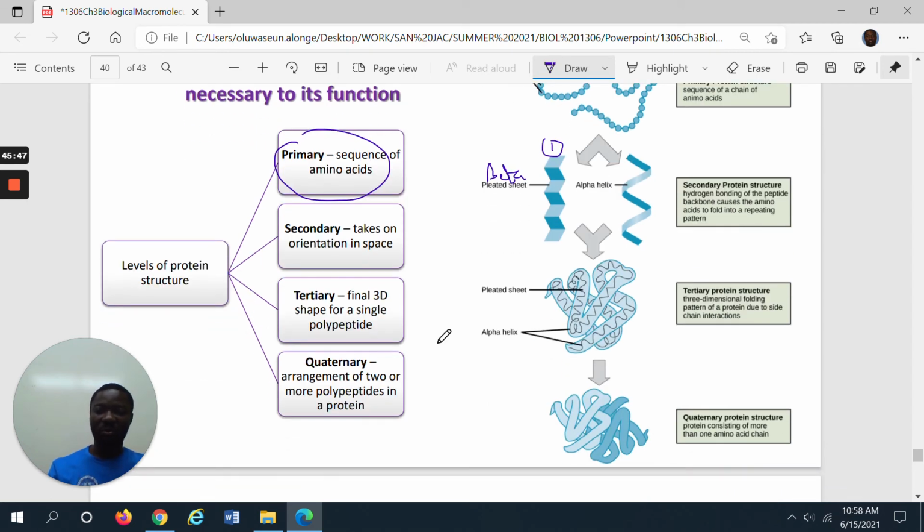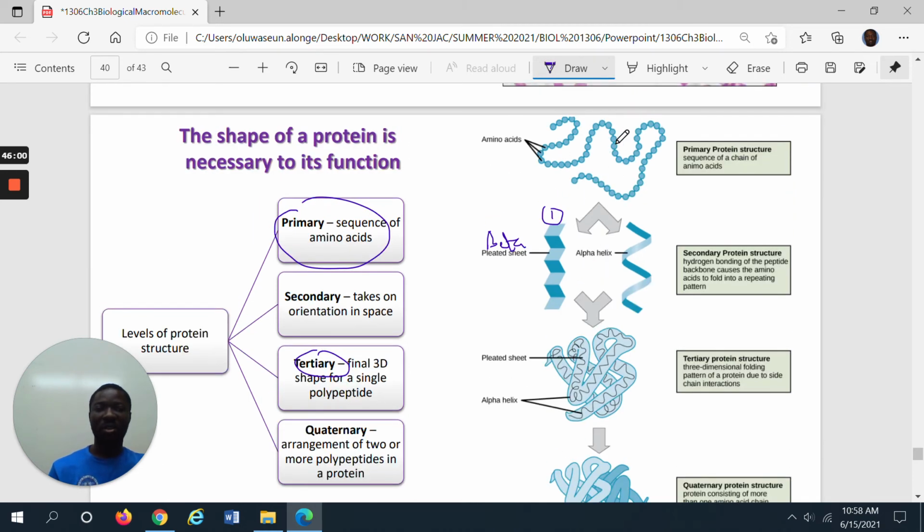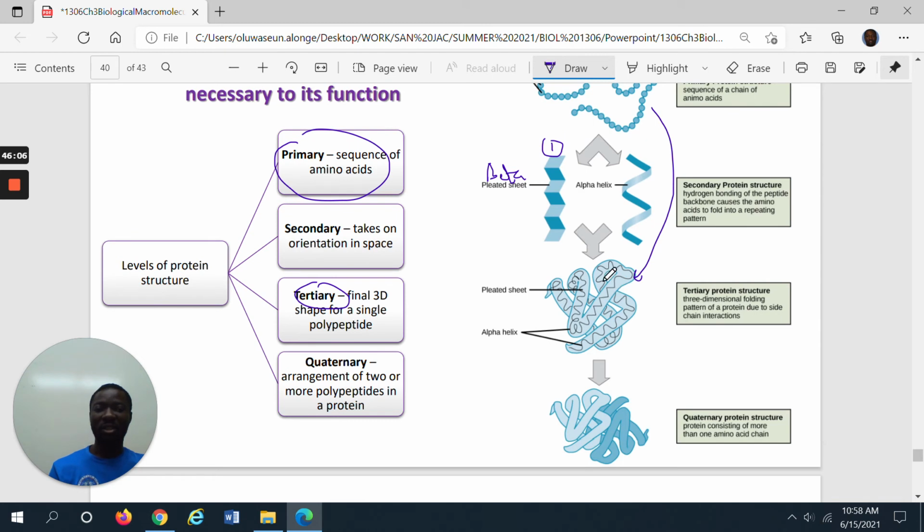Now, the third protein that we have is the tertiary protein. It's a 3D shape protein, but it is just for one polypeptide. So think about this polypeptide here forming this shape. That is a tertiary protein. It has a mixture of the pleated sheet and the alpha helix all together. You can see the pleated sheet here, and you can see the alpha helix here.